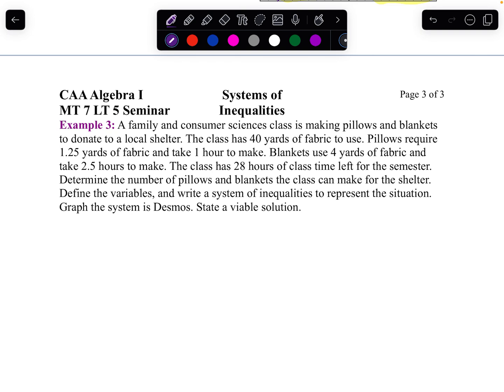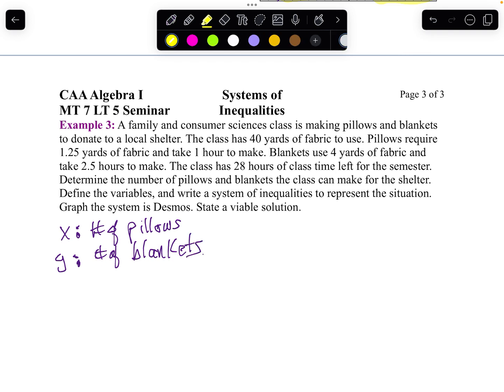First thing we want to do is define our variables. We're looking for pillows and blankets. And since we're going to graph it, we want to use X and Y. So I'm going to have X represent the number of pillows. I'll have Y represent the number of blankets. So we've defined our variables. Now, let's write a system. We have two things going on here. We have fabric and time. So we're going to write an inequality for each one.